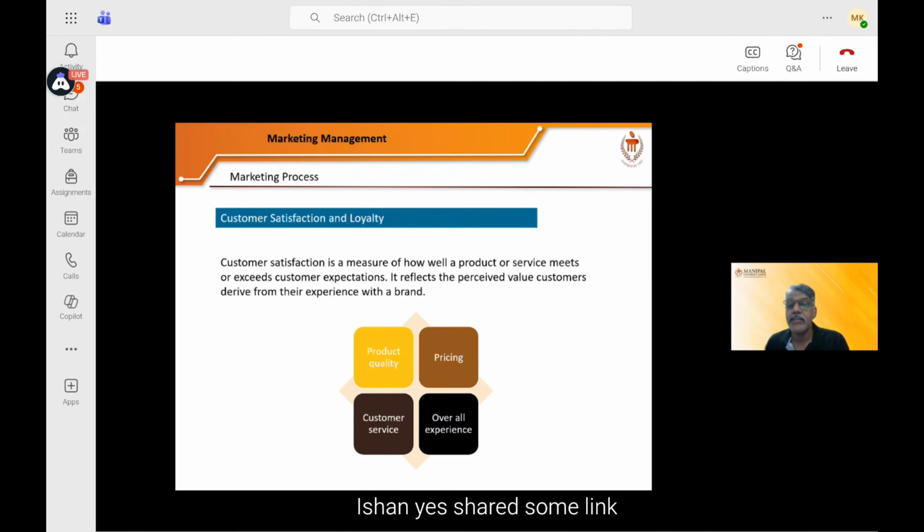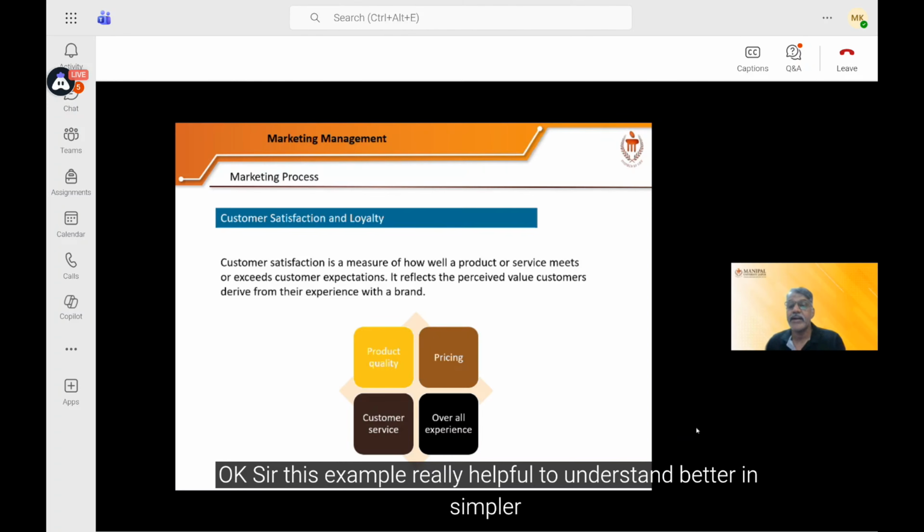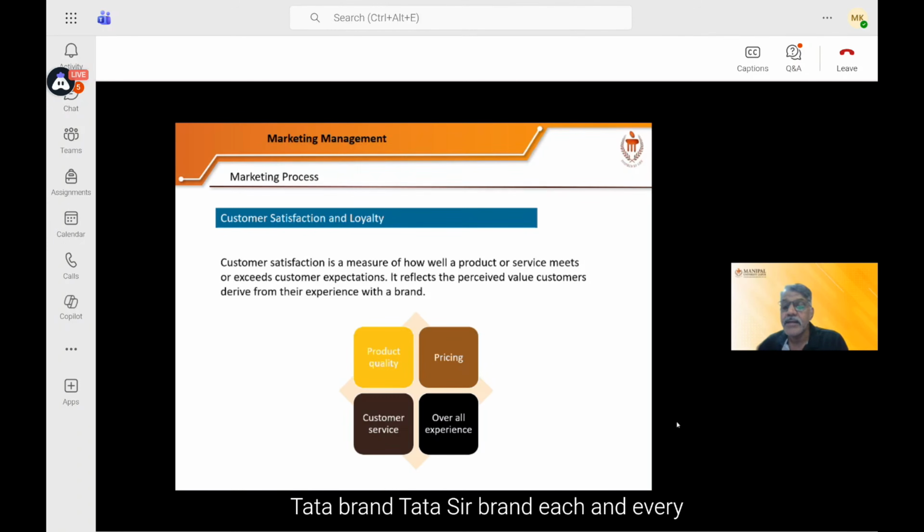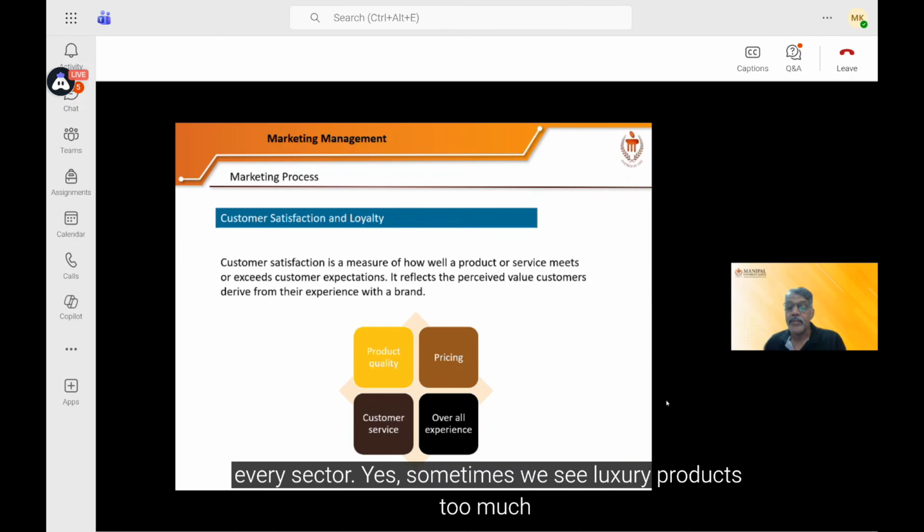Ishan, yes, share some link. OK. Sir, this example really helped me understand better in a simpler way. OK, satisfaction and loyalty go hand in hand, right? Yes. Tata brand, sir, in each and every sector. Yes.